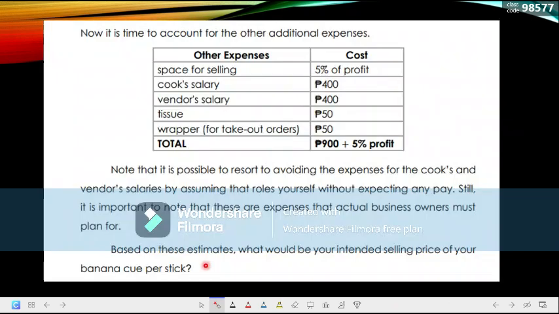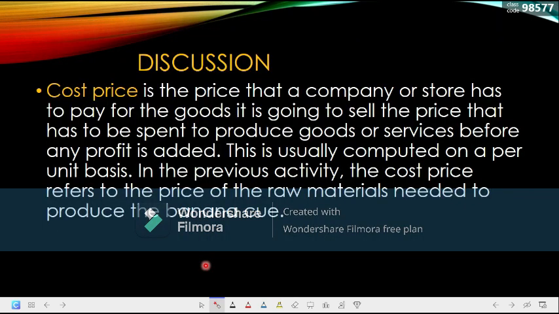Okay. Now before that, let's proceed to the discussion. So what is a cost price? A cost price is the price that a company or store has to pay for the goods it is going to sell, the price that has to be spent to produce goods or services before any profit is added. Now, this is actually computed on a per unit basis. In the previous activity, the cost price refers to the price of the raw materials needed to produce the banana Q.